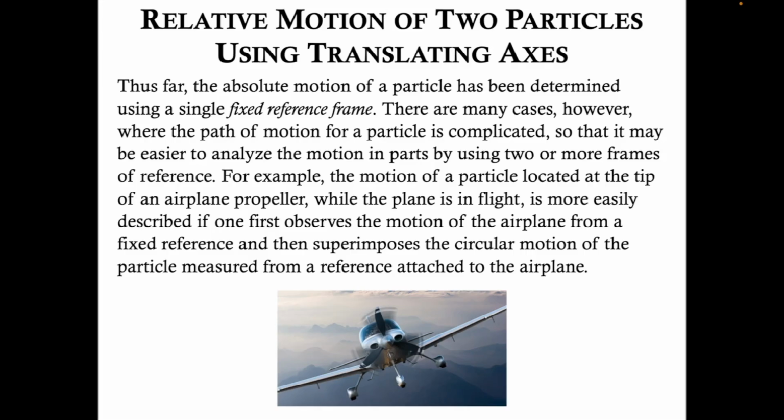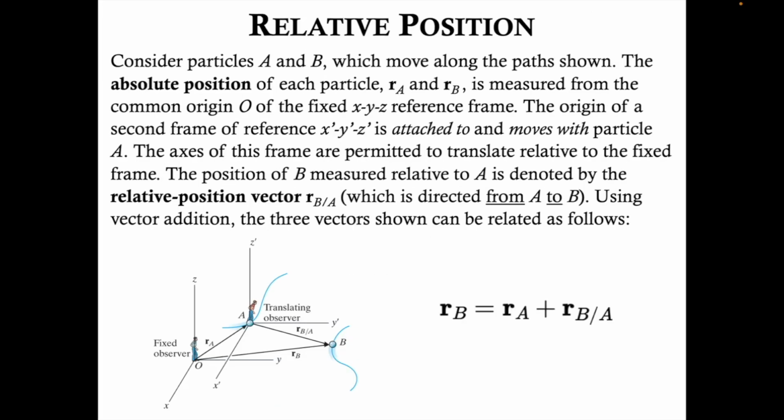For example, the motion of a particle located at the tip of an airplane propeller while the plane is in flight is more easily described if one first observes the motion of the airplane from a fixed reference, which could possibly be the ground, and then superimposes the circular motion of the particle measured from a reference attached to the airplane. So let's discuss relative position.